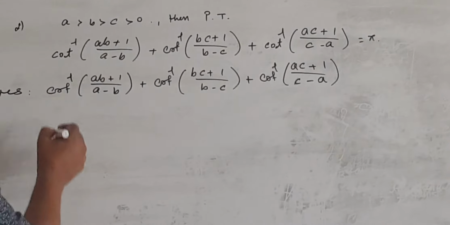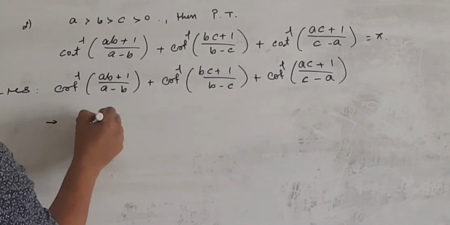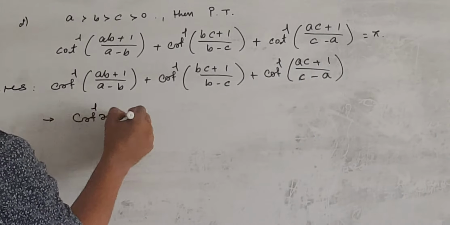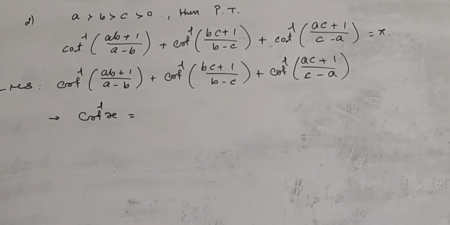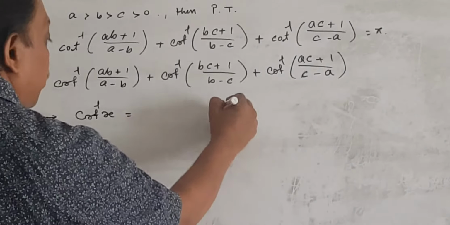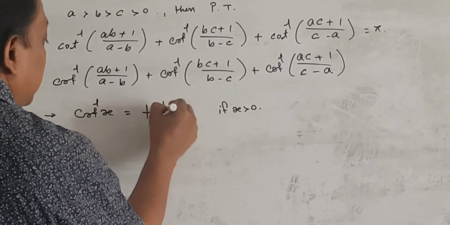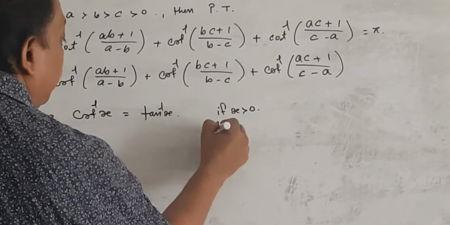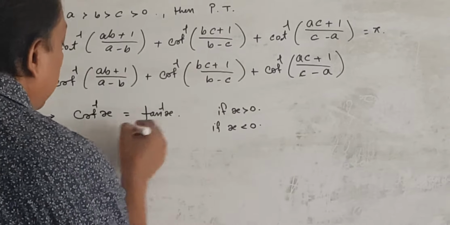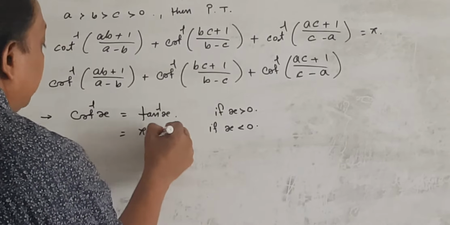Actually here we have to use one rule. Here for cot⁻¹x you have two results. If x is greater than 0, then we use tan⁻¹(1/x). But if x is less than 0, then we use pi plus tan⁻¹(1/x).